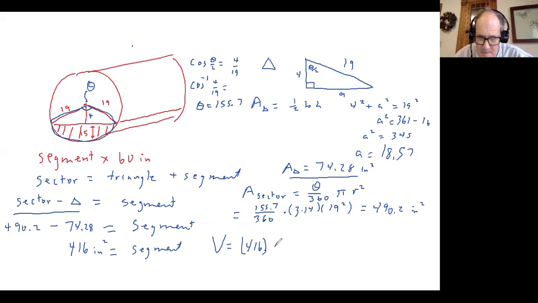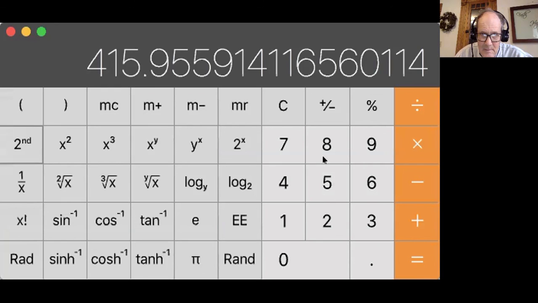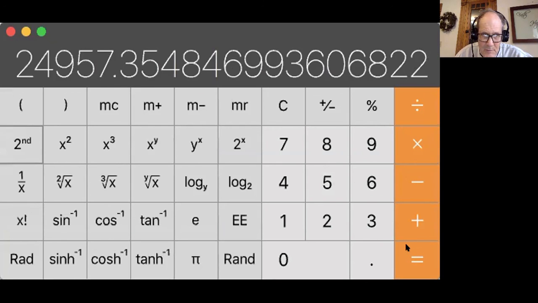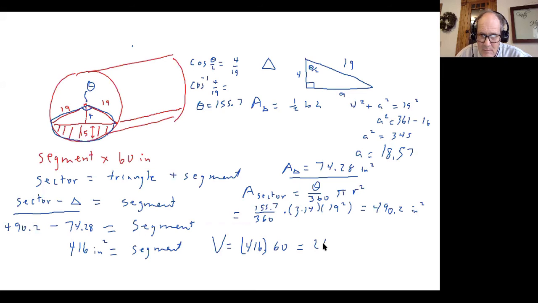Now our volume will simply be that 416 times 60. And that turns out to be, let's see what that is, times 60, about 24,957.4 cubic inches.